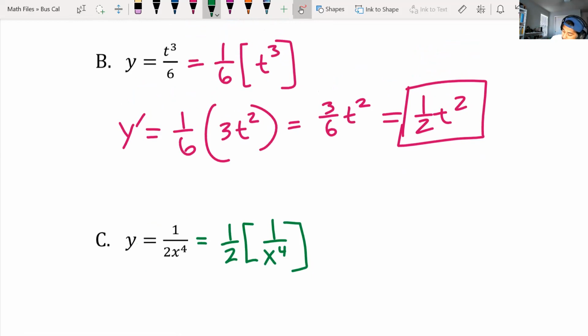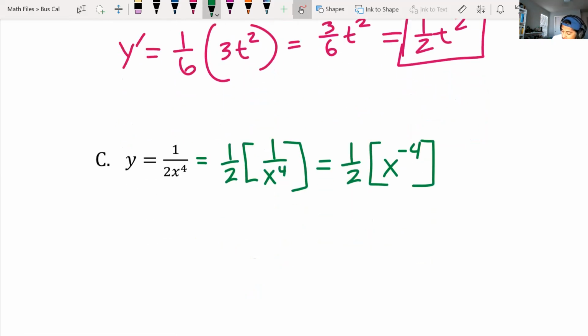But now we want the derivative of the function on the inside. So we have to rewrite this one by the negative exponent property. So my final rewrite should be 1/2 times what? Well, not derivative yet, because we're still rewriting. X to the negative 4. There you go. Now we're ready for the derivative.